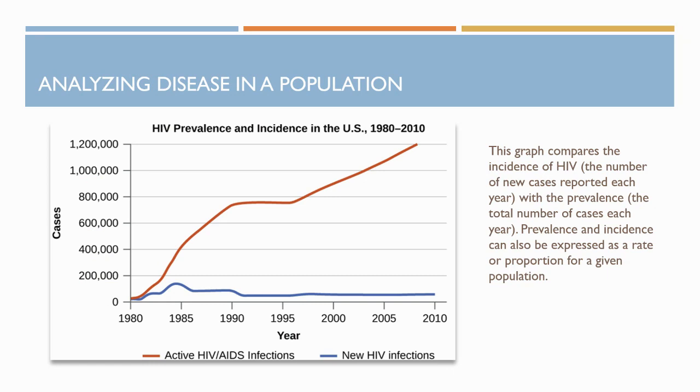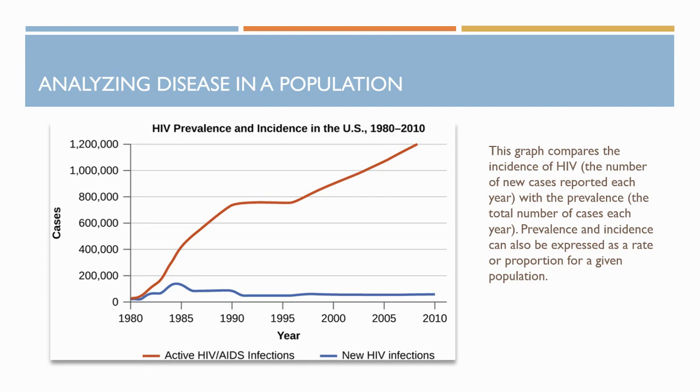So this is a graph comparing the incidence of HIV. That's the number of newly reported cases. That's going to be constantly rising. There will always be newly reported cases, so that's a continuously upward curve. And then the prevalence. We can tell where we are in the trajectory of a disease's progression through the population by looking at this. Are new cases increasing, or are they decreasing? Are we starting to get things under control?